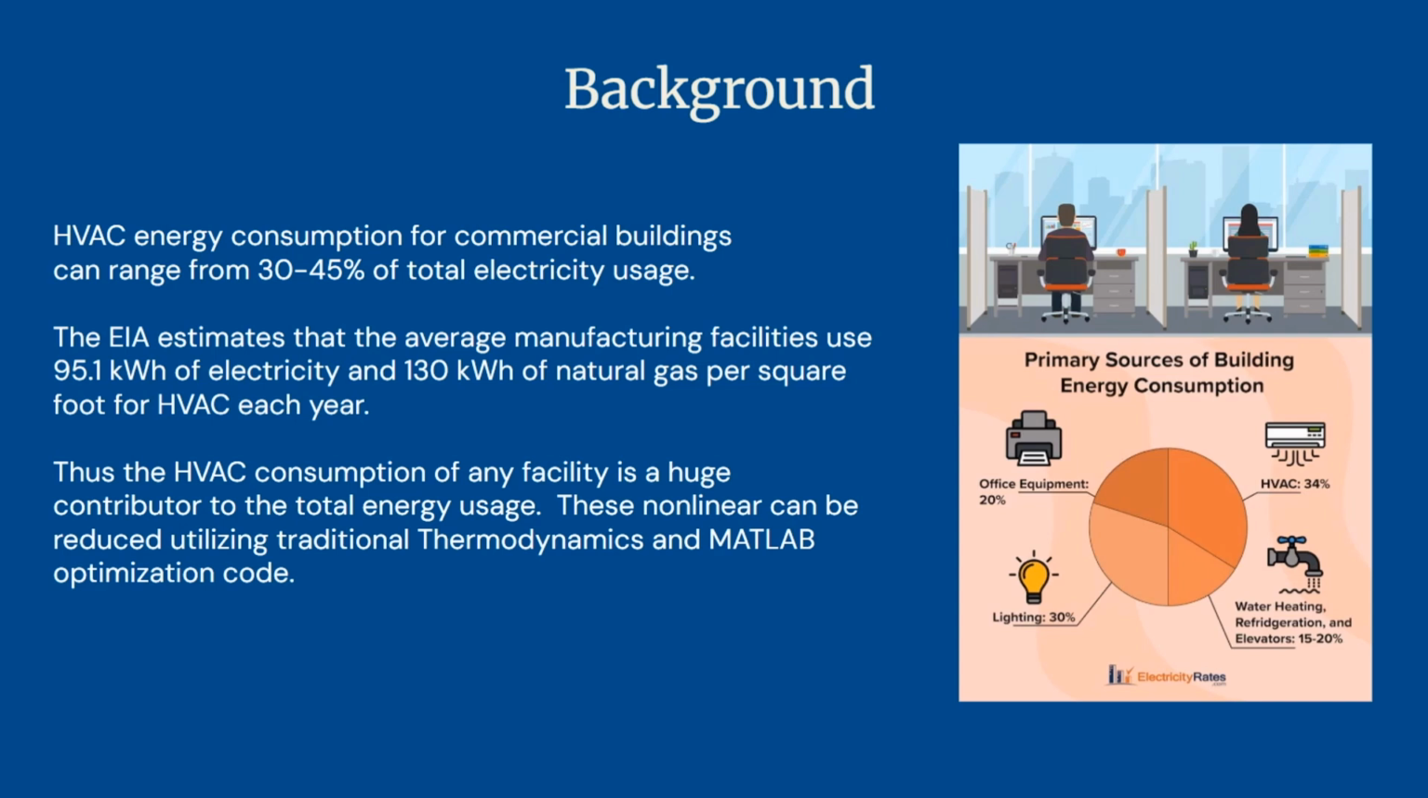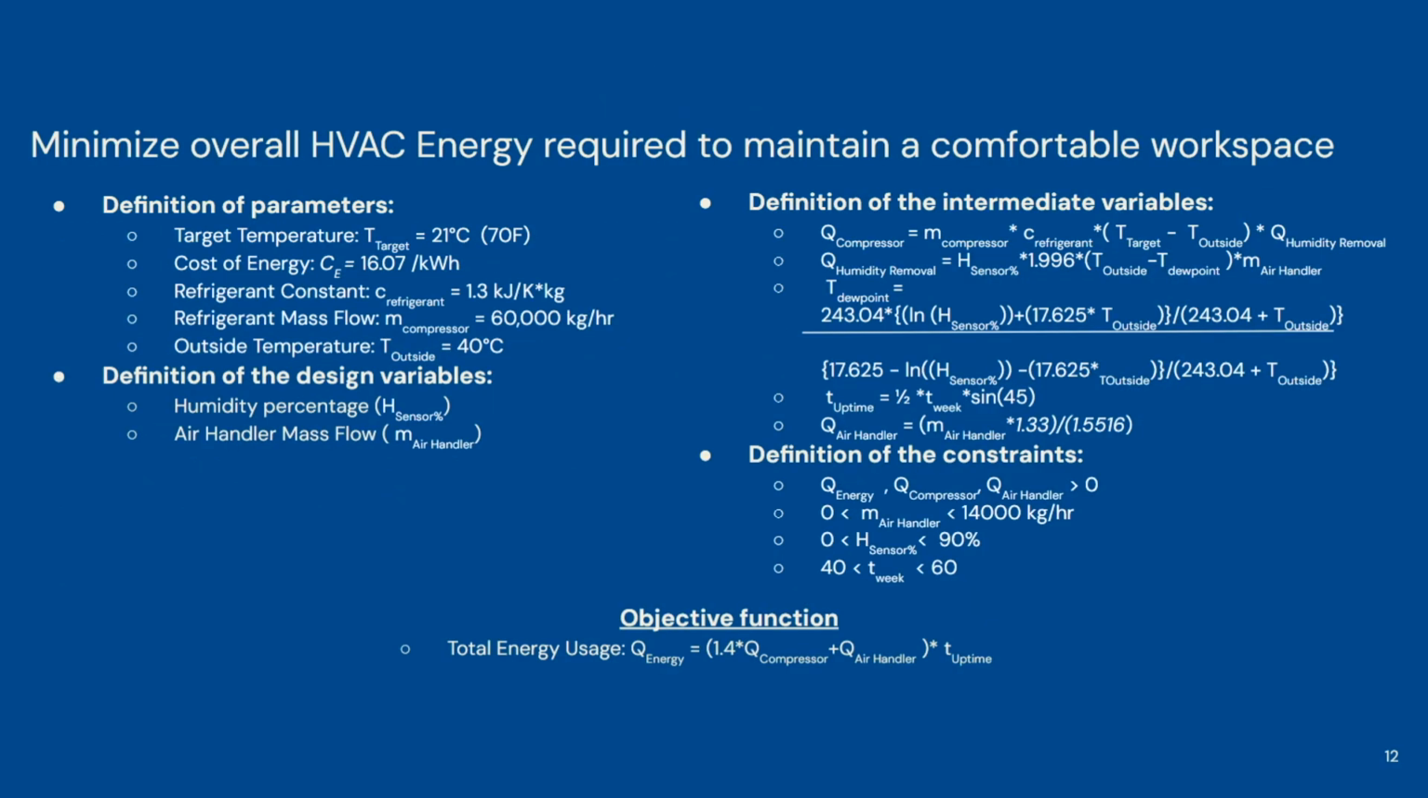Roughly 95.1 kilowatts of electricity and 130 kilowatts of natural gas per square foot are used for HVAC each year. Thus, the HVAC consumption of any facility is going to be a huge contributor to the total energy usage. The following are equations that were used to reduce our total energy consumption based on a rough refrigerant mass flow rate of 60,000 kilograms per hour and a desired target temperature of roughly 21 C.